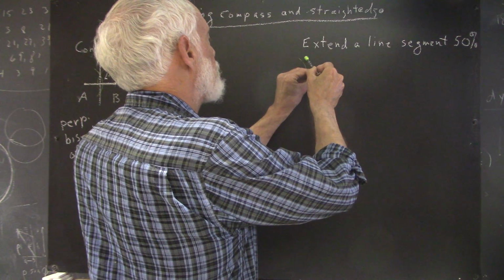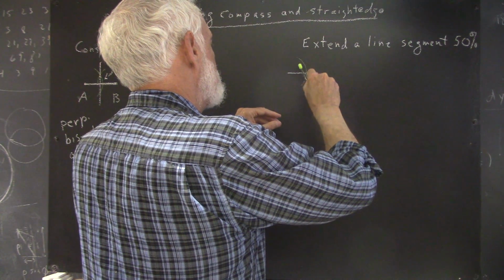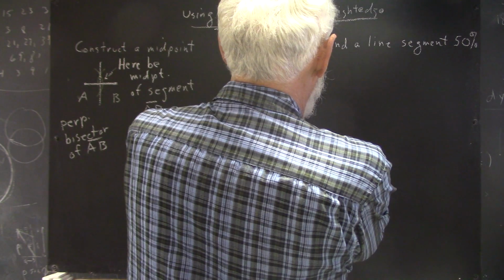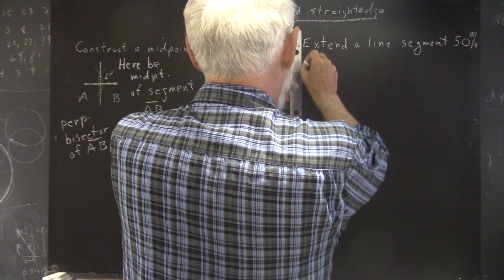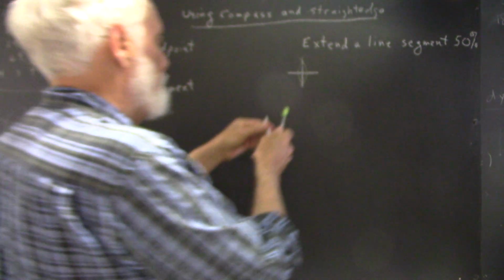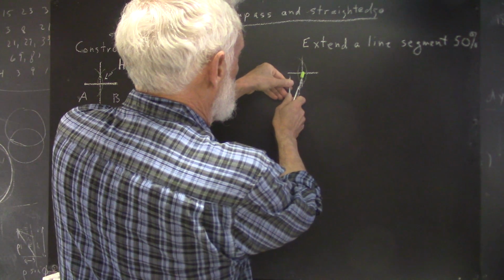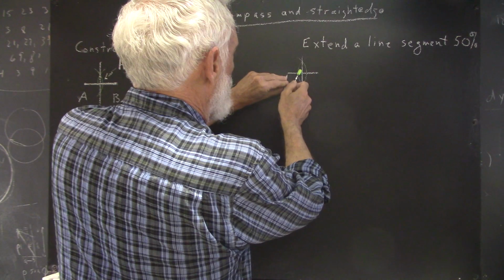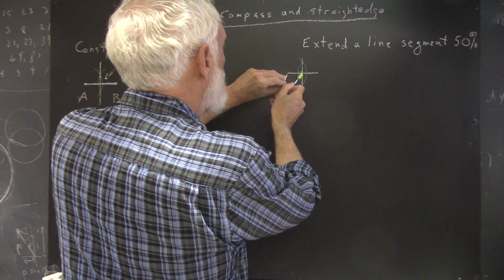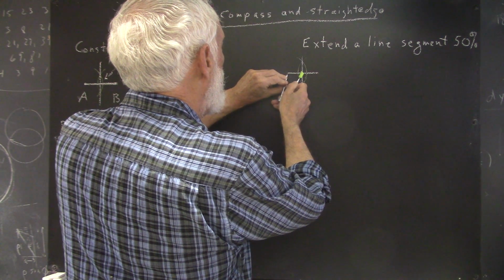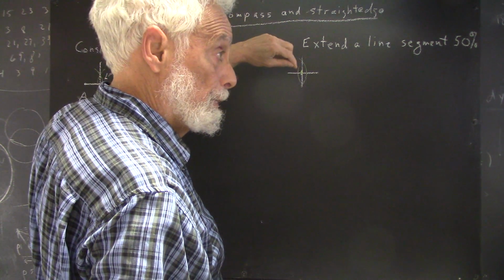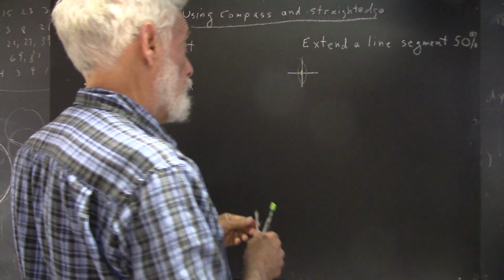I hope that piece of chalk stays on there. And then we use the compass, and we shorten it a little bit so that the chalk will mark a distance from this end to the midpoint. Okay, well, that's 50% of the length of the line.